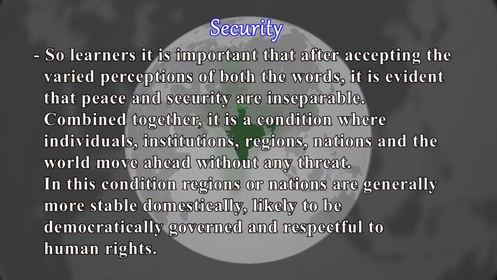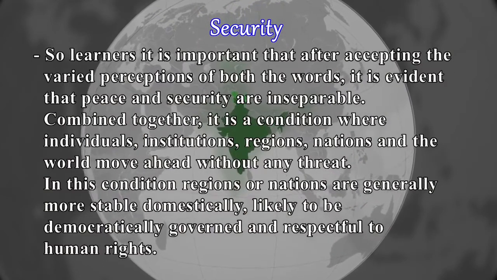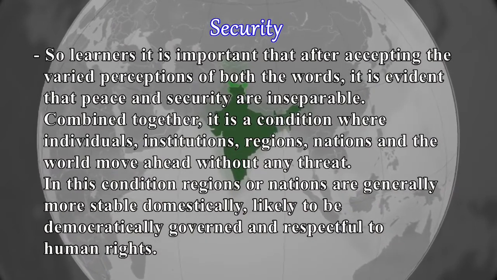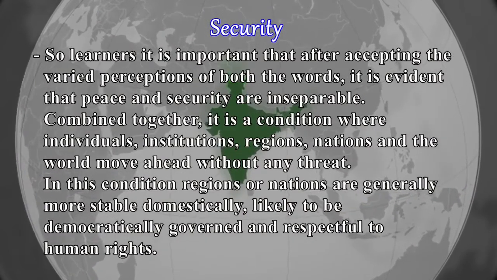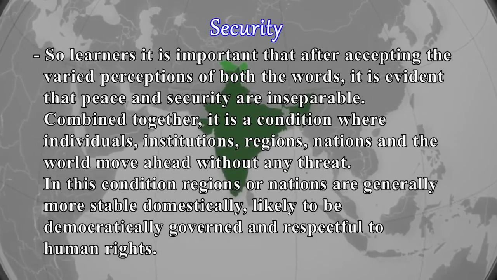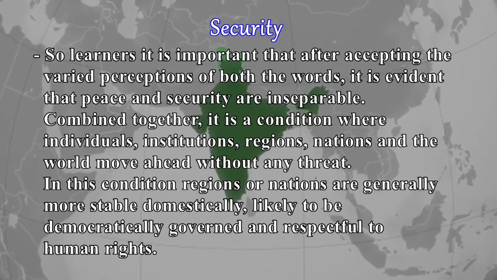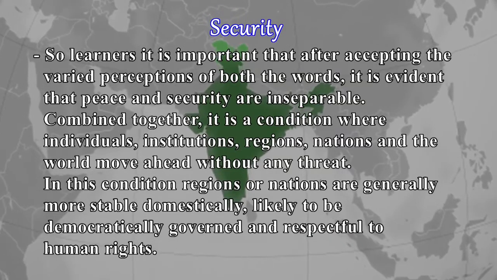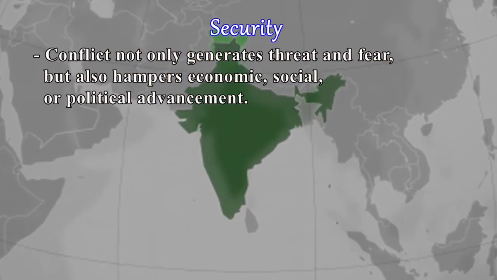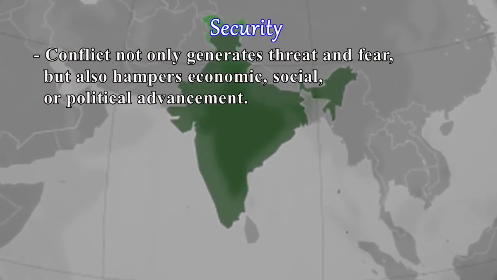So, learners, it is important that after accepting the varied perceptions of both the words, it is evident that peace and security are inseparable. Combined together, it is a condition where individuals, institutions, regions, nations and the world move ahead without any threat. And in this condition, regions or nations are generally more governed and respectful to human rights. Conflict not only generates threat and fear, but also hampers economic, social or political advancement.